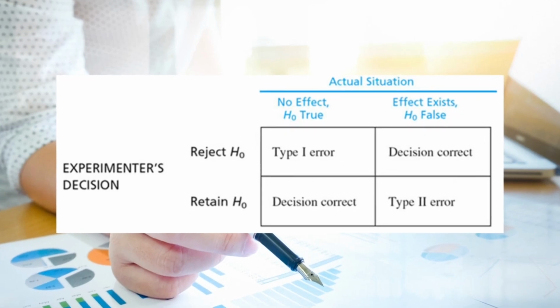So what we have seen is that type 1 error comes when there is no effect, the null hypothesis is true, and we reject the null hypothesis. So type 1 error is there. And type 2 error exists when an effect exists, the null hypothesis is false, and we retain the null hypothesis. So this is called type 2 error. The decision is correct in both the other cases, so we are not affecting this.